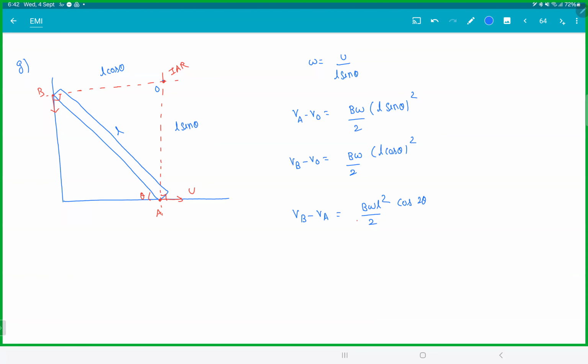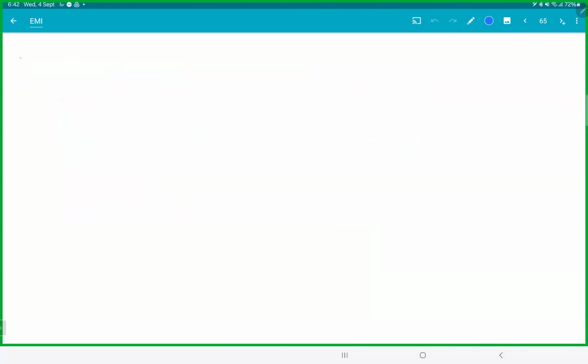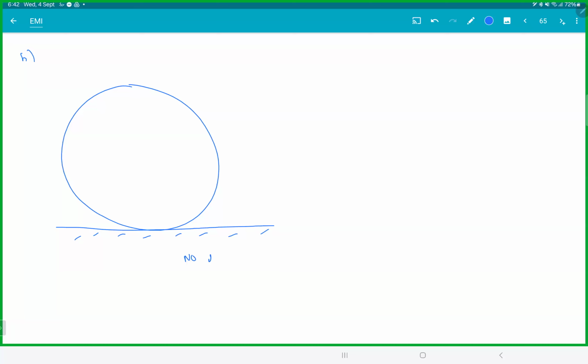Let's see one more. We have a conducting ring which is rolling without slipping. There is a magnetic field B. This is the point A. This is some point B. And the angle between them is theta. Find VA minus VB.